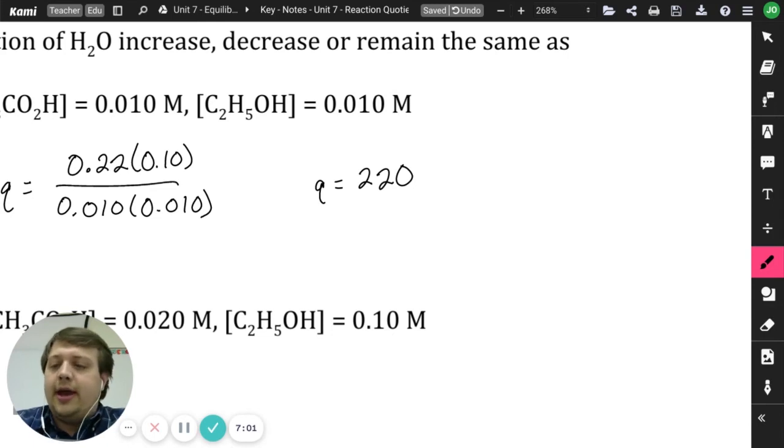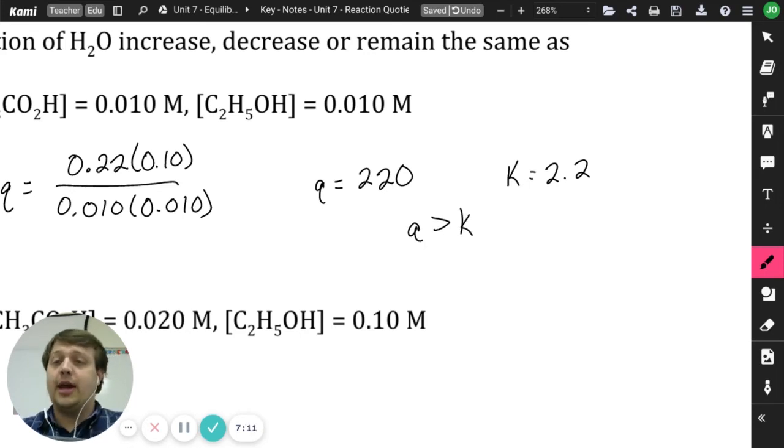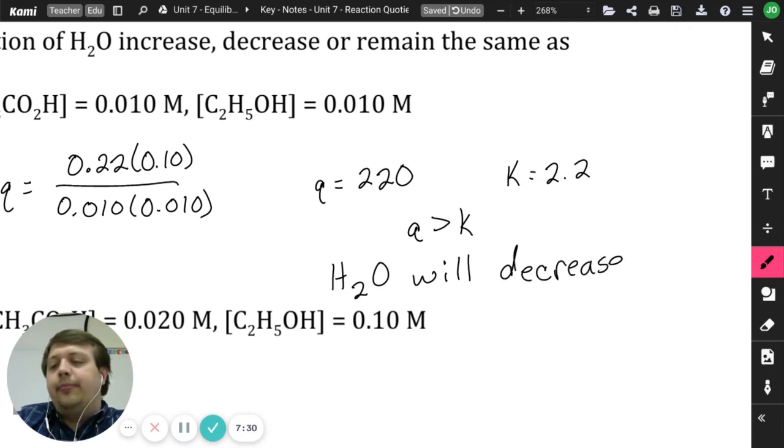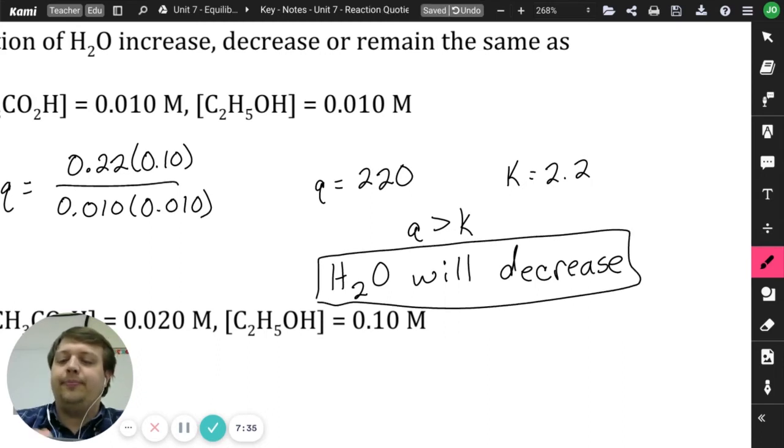So when I compare that to my K, which was 2.2, Q is greater than K. And if Q is greater than K, what does that tell me? Q greater than K tells me that the product to reactant ratio is too large, so the reaction will shift to the left, forming more reactants. So then my H2O will decrease. Okay? So this would be my answer.